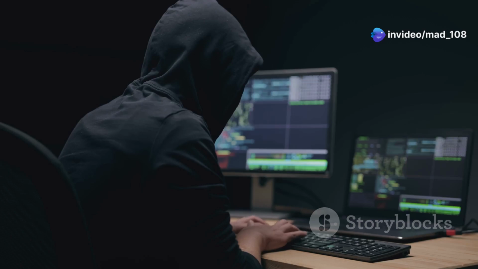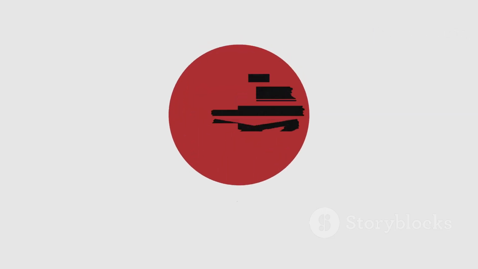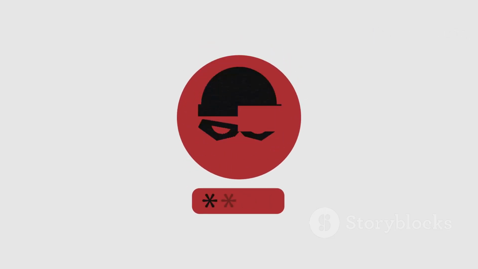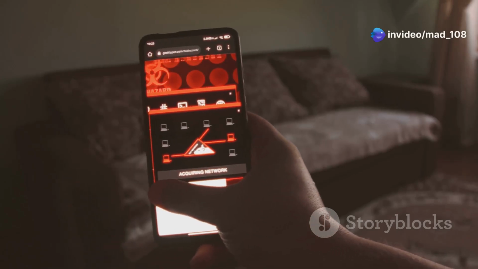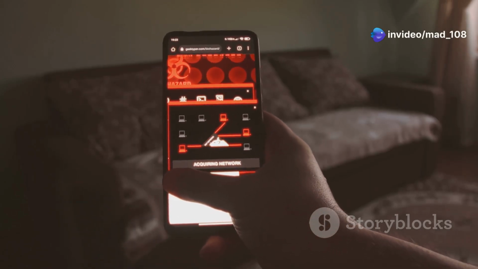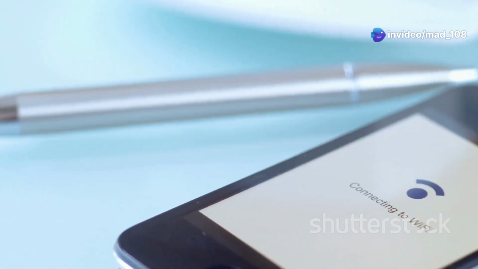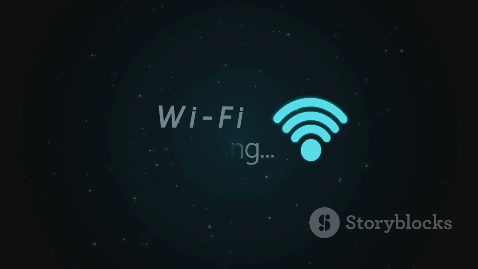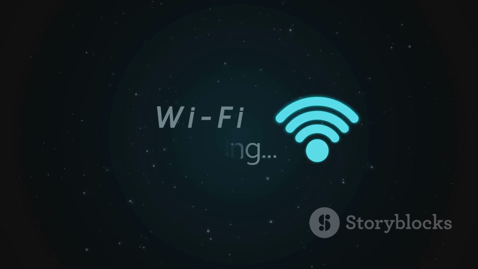To understand how deauthentication attacks work, we need to delve into the technical details of the 802.11 protocol. This protocol, which dictates how devices communicate over Wi-Fi, contains a critical vulnerability that hackers exploit. The 802.11 protocol includes a process called authentication and association that allows devices to connect to a Wi-Fi network. When you connect to a Wi-Fi network, your device sends an authentication request to the access point. If the credentials are correct, the access point grants access, and your device associates with the network.